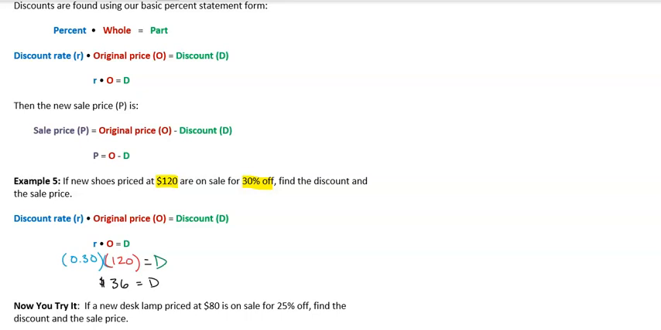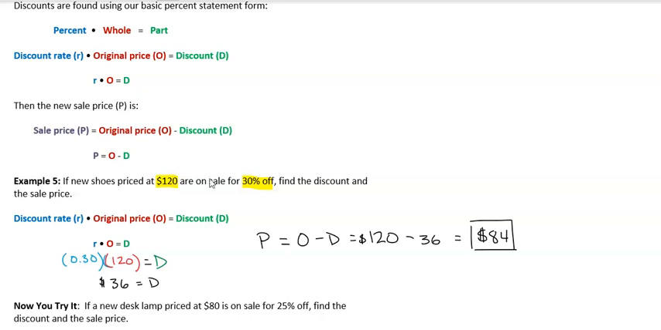So in order to find your new price, the sale price, P equals the original price, O, minus the discounted price, D. Okay, so the original price was $120, and we're going to subtract $36, and that's going to give us $84. So the new price for the shoes is $84.